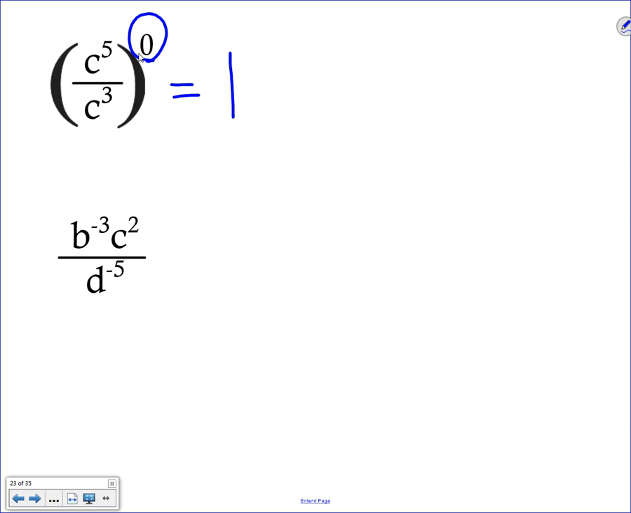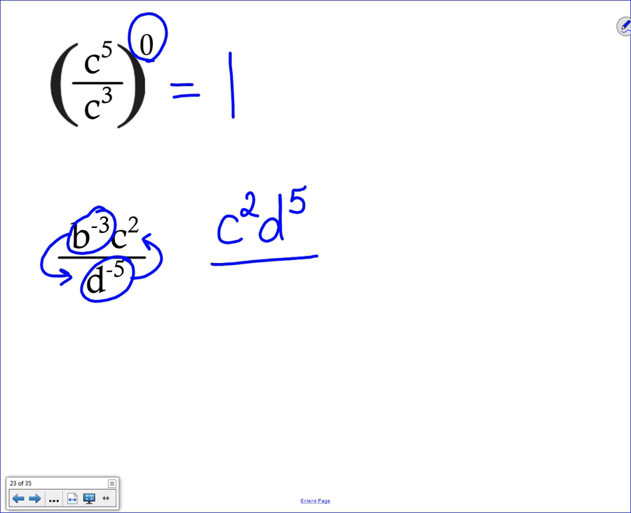b to the negative 3 c squared over d to the negative 5. The b to the negative 3 will have to come to the denominator, and the d to the negative 5 will go to the numerator because I'm doing reciprocals with my negative exponents. The c squared stays in the numerator. The d to the negative 5 comes up to the numerator and becomes a positive 5. And the b to the negative 3 goes to the denominator and becomes b cubed, b to the positive 3 power.